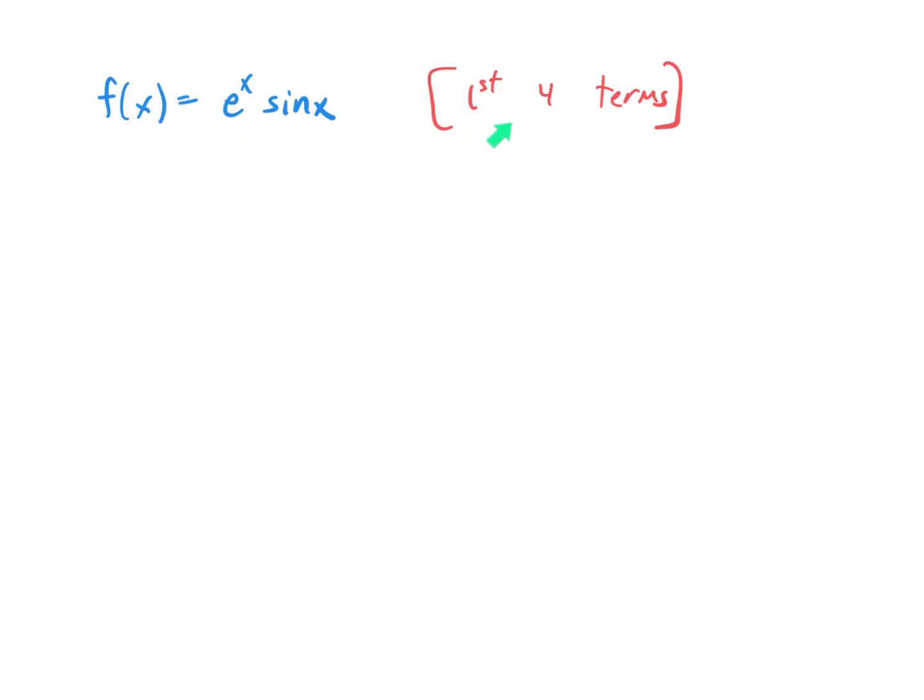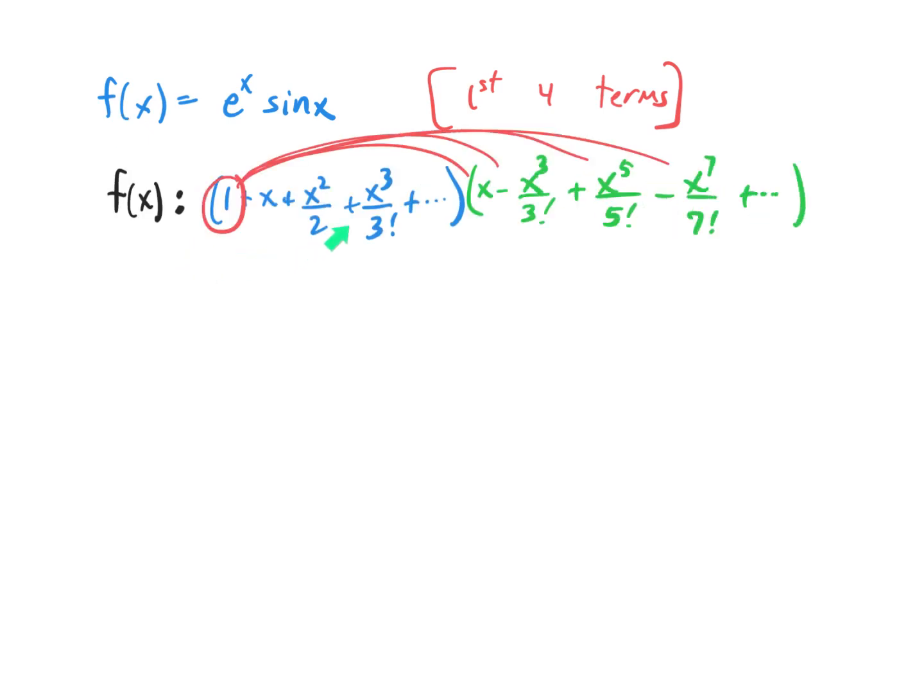All right, let's find the first four terms of the Maclaurin series for f of x. We'll start by writing out the series for e to the x and the series for sine of x. And our distribution process begins with 1 times all the terms in the sine of x's series.